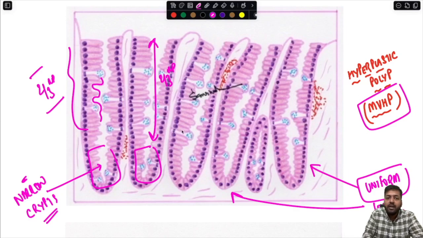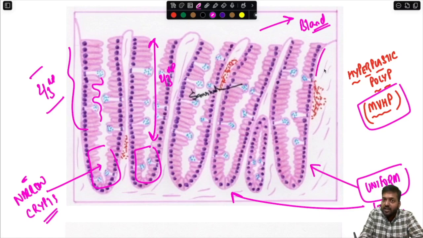And very importantly, if you look at the cytological features, the cells are completely bland looking. The nucleus is round and uniform, and the nuclei are basally located. You can see they are basally located. So there is no dysplasia whatsoever. And occasionally, you can see the presence of goblet cells over here.